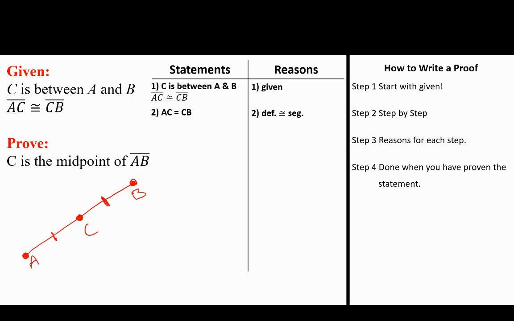Now, from there, if I know that AC is equal to CB, they have the same lengths, well, then I can claim that C is the midpoint of AB because that's the definition of midpoint. The definition of midpoint said that if a point splits it in half into two equal parts, which is what we did, then it's a midpoint. So I know I'm done because I proved that C is the midpoint of AB. Pretty quick little proof there, but we went ahead and proved that was true.